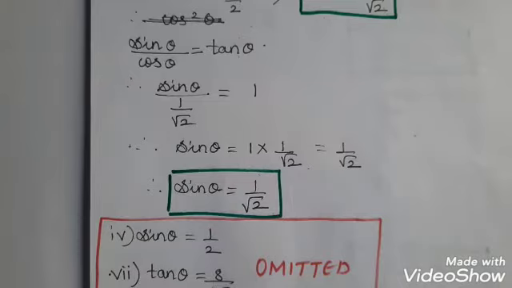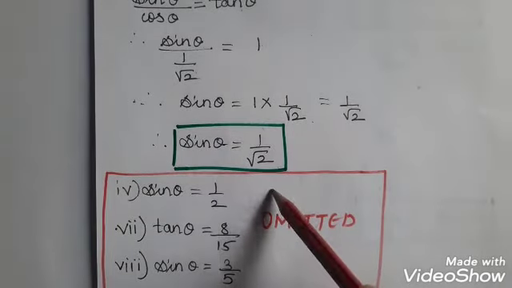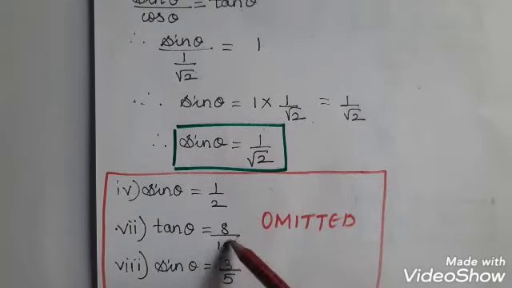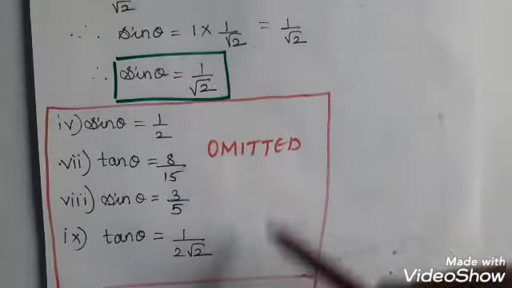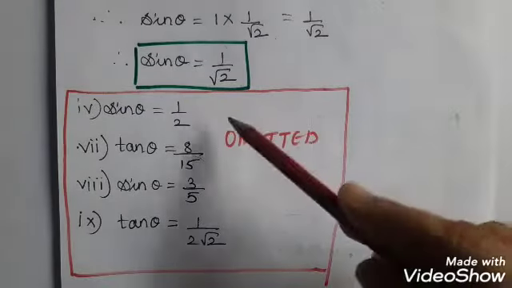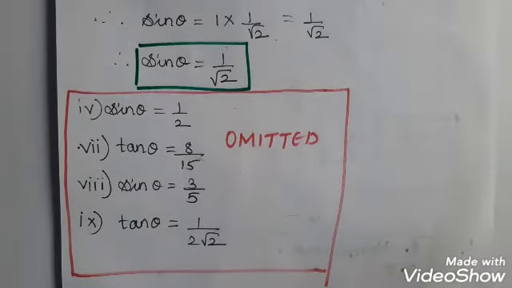Okay. Now 4th, 7th, 8th and 9th, it is omitted. I have already told you all which sums are omitted. Just I have written them here again. Okay. So just make a note of the sums which have been omitted.